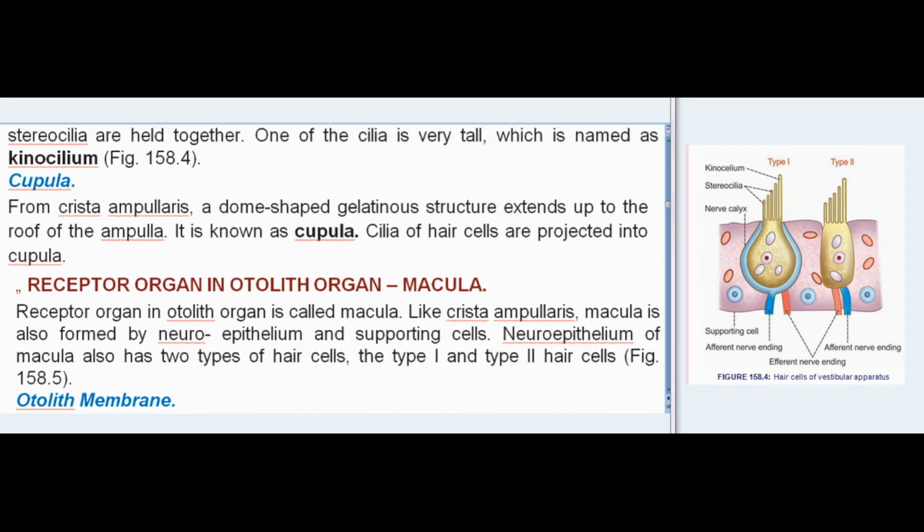158.4. Cupula. From crista ampullaris, a dome-shaped gelatinous structure extends up to the roof of the ampulla. It is known as cupula. Cilia of hair cells are projected into cupula.